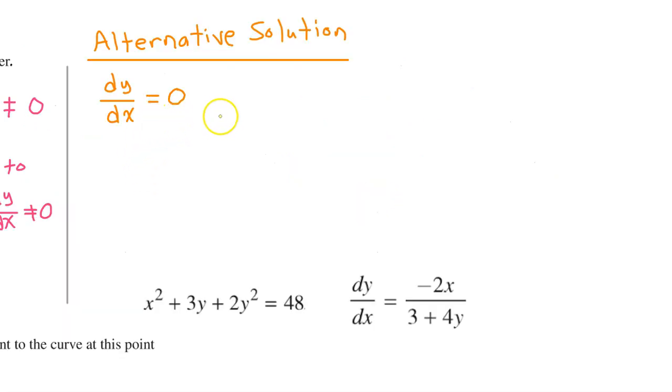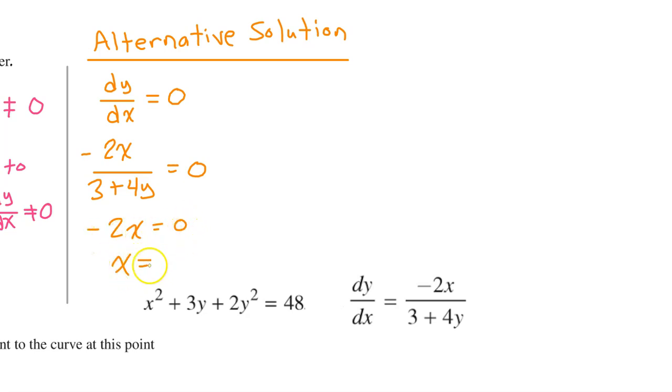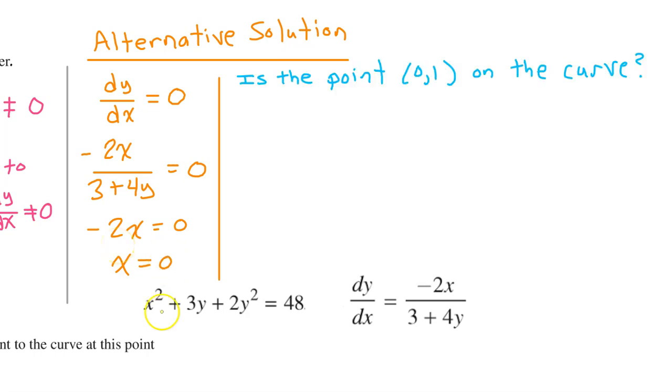Here's an alternative solution. We know that at a horizontal tangent line, dy/dx will equal 0. So we can start by assuming that dy/dx equals 0 and then see if it makes sense. The only way for a fraction to equal 0 is if the numerator is equal to 0. So we get negative 2x is equal to 0, and dividing both sides by negative 2, that means x is equal to 0. This curve will only have a horizontal tangent line when x is equal to 0.